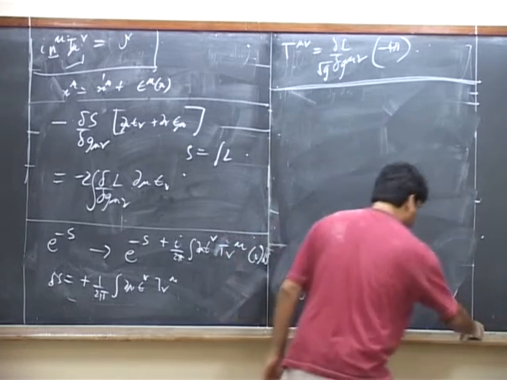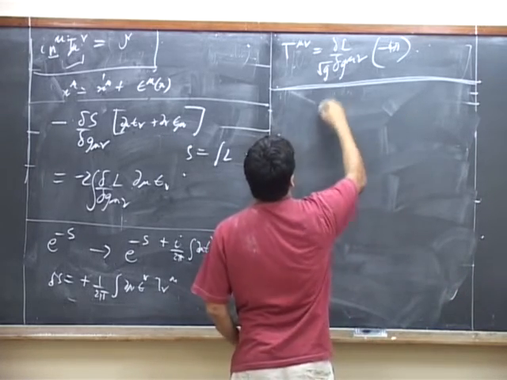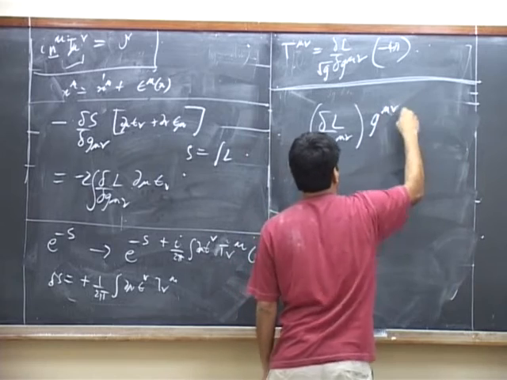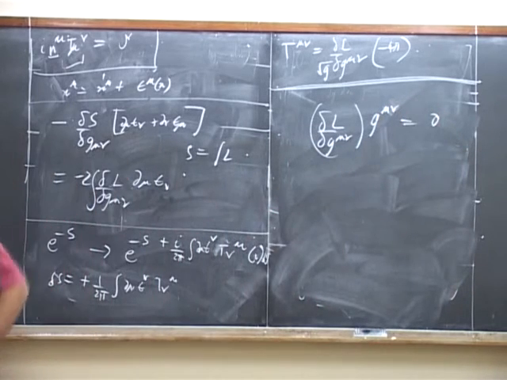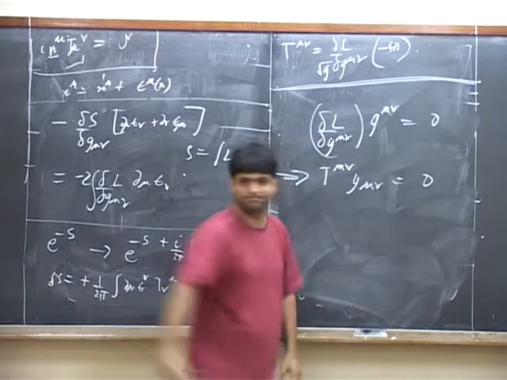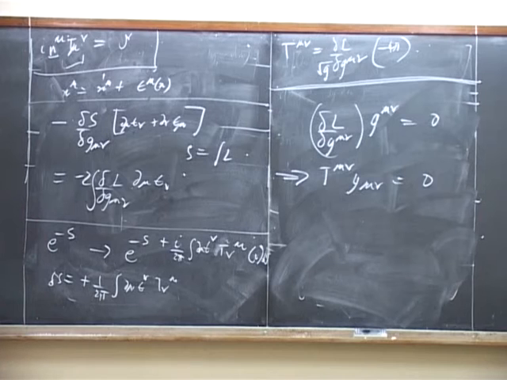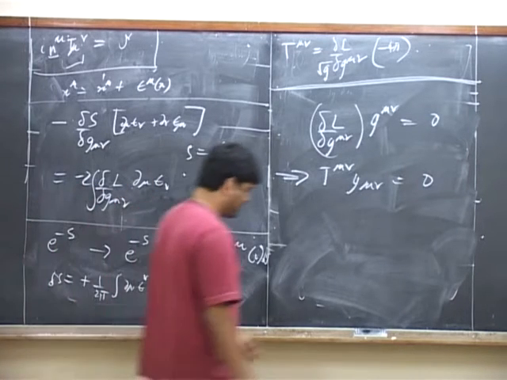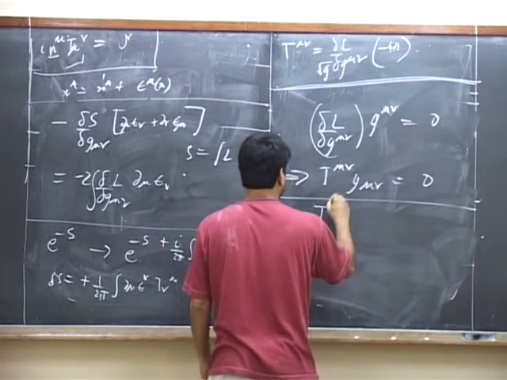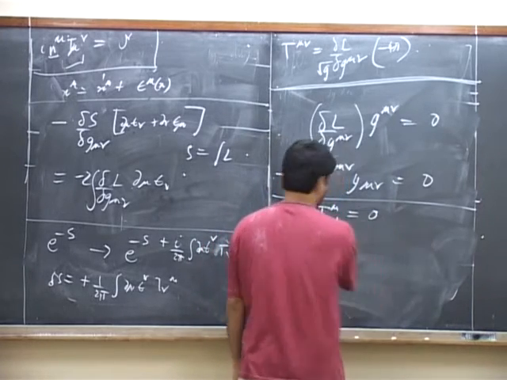Okay? So, what we conclude is that ∂L/∂g^{μν} times g^{μν} is equal to 0. Okay? And therefore, T_{μν} times g^{μν} is equal to 0. So we conclude that in a conformal field theory, the stress tensor in particular, T^μ_μ is equal to 0.